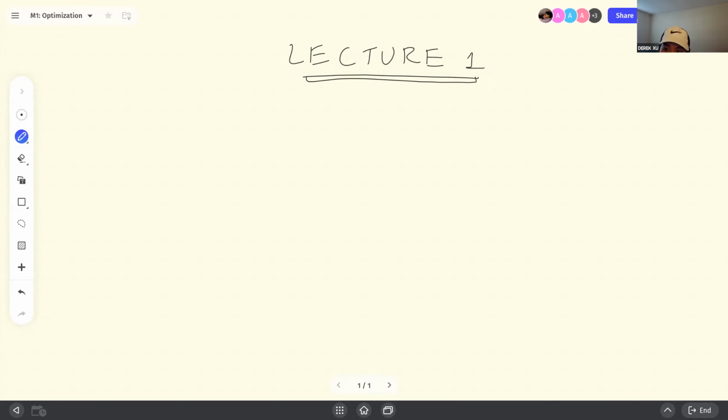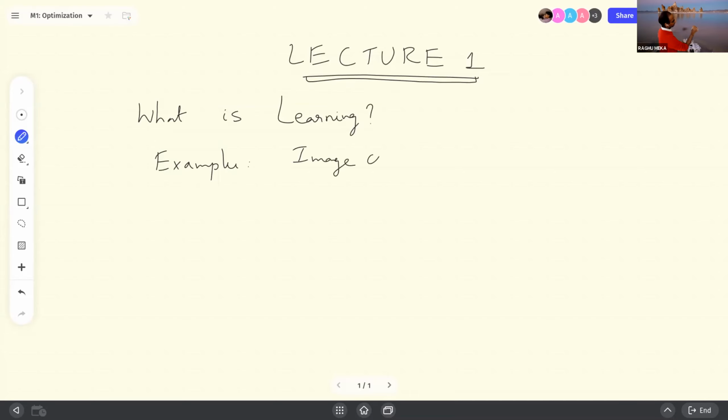Image classification? Sure. So, what is learning, and some examples. Image classification is definitely an important one, and in fact one of the cases where we've had amazing successes recently, which is driving much of the latest applications. Any other things? Just whatever comes to mind.